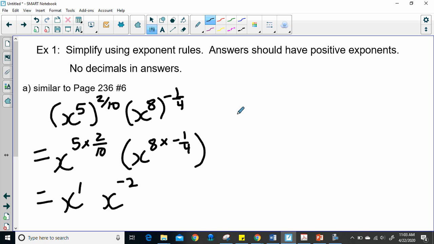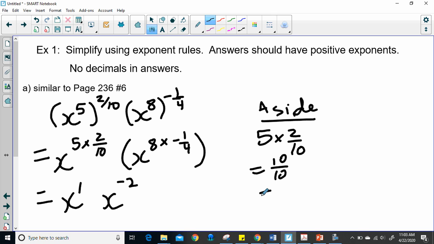It's also possible, if you want, to work out your fraction rules off to the side. So this is where we would use an aside, and we would say, well, that's the same thing as 10 over 10, which is equal to 1. And my other fraction, 8 times negative 1/4, so negative 8/4, which is negative 2. So you can do that. That's totally allowed.